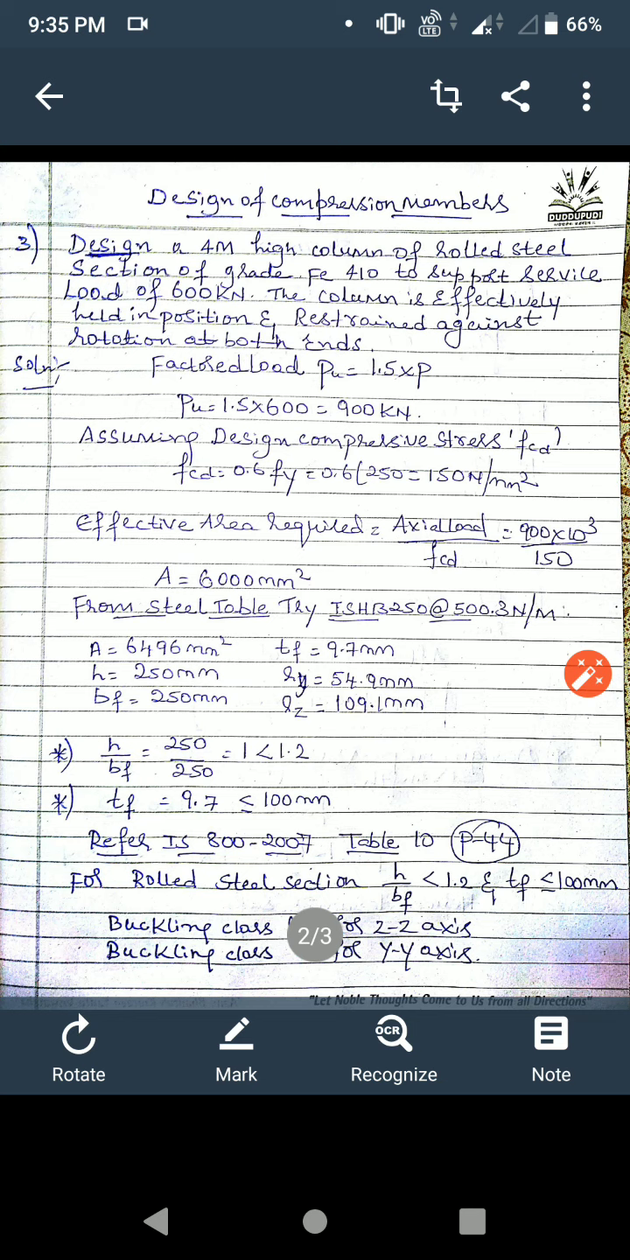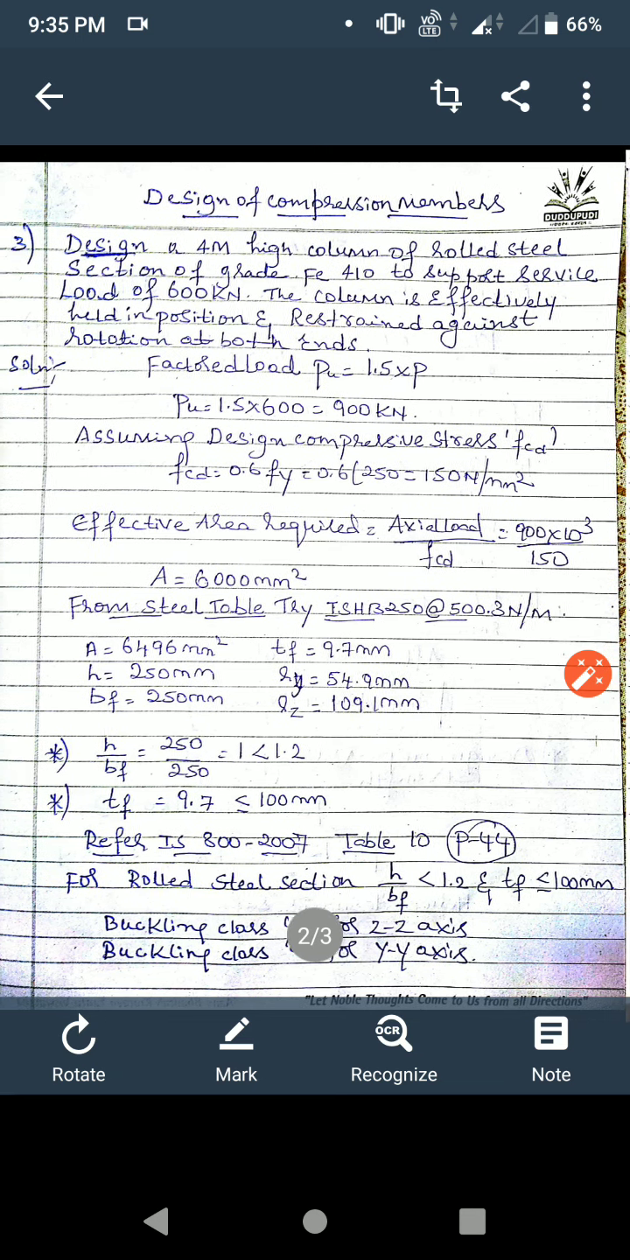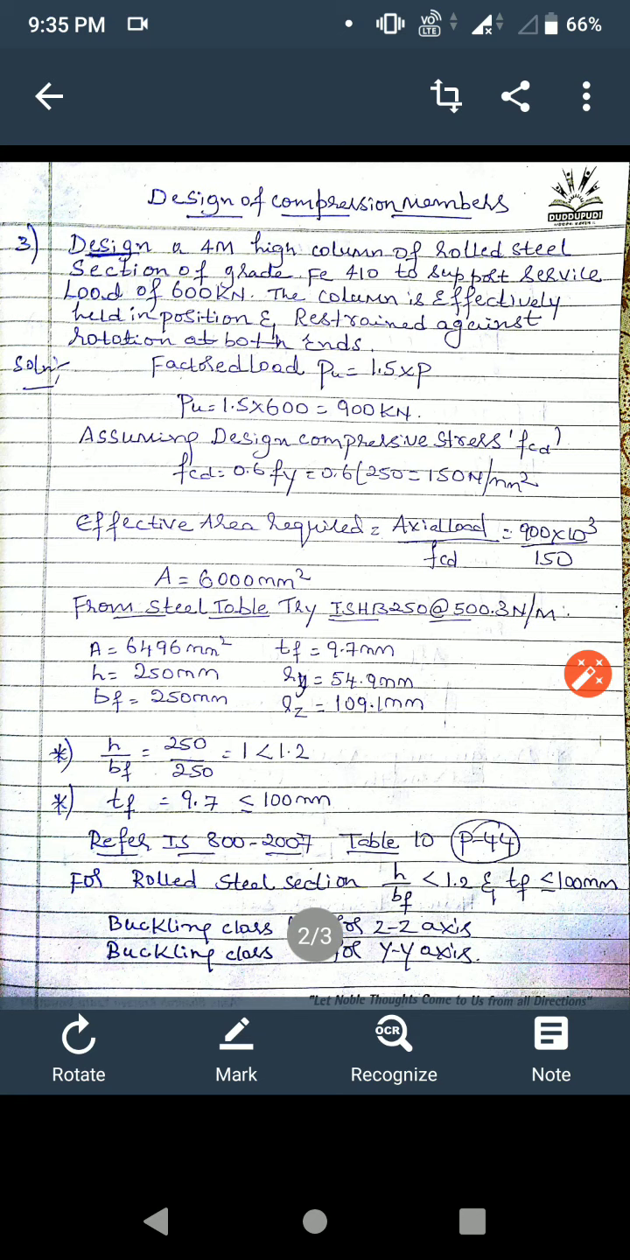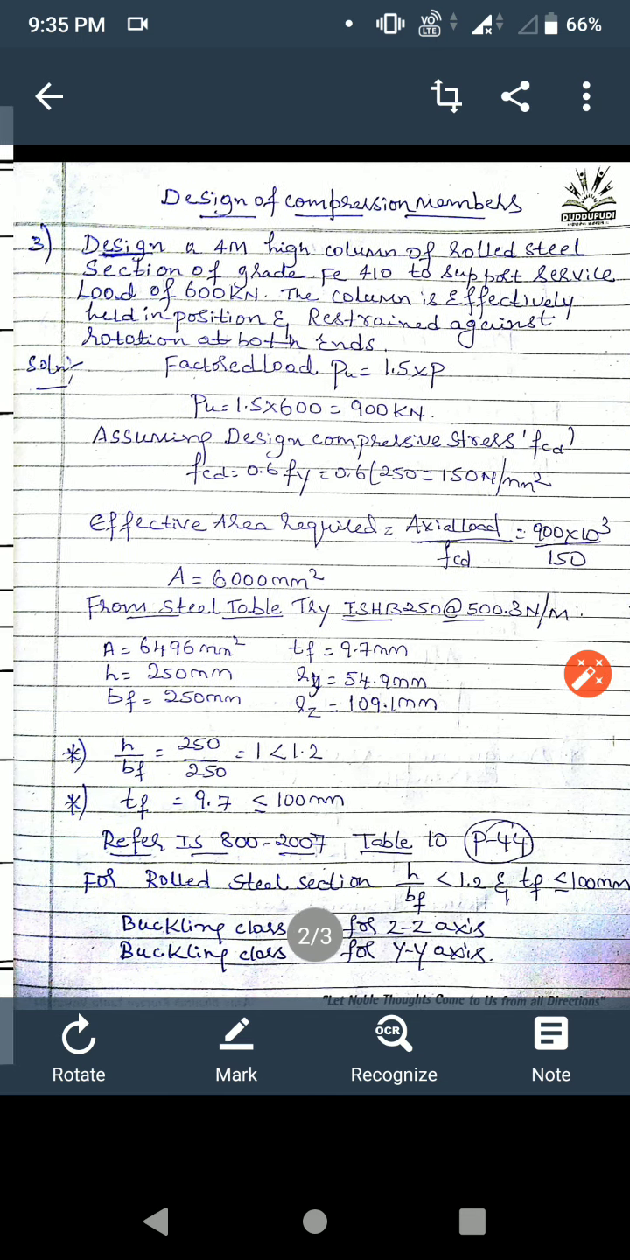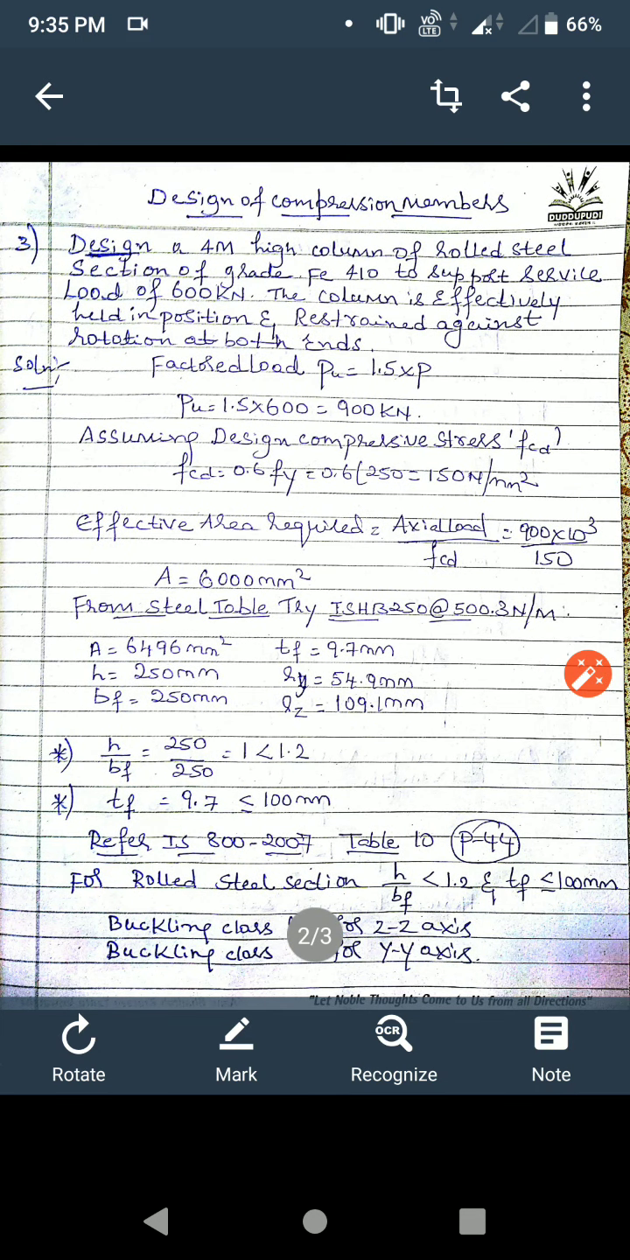After writing the properties of the section, next we have to find the h by bf ratio and thickness of flange. Depending upon the h by bf ratio and thickness of flange, we will decide the buckling class of the section. The h by bf ratio: h is 250, bf is 250, so we get the ratio as 1, and thickness of flange is 9.7. This has to be referred in Table 10 of IS 800:2007.